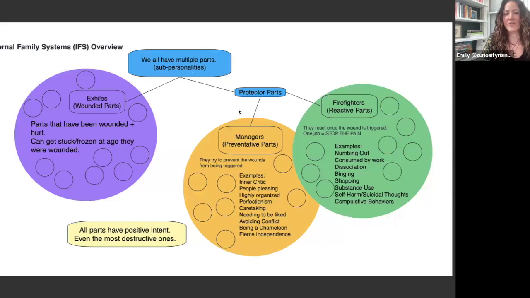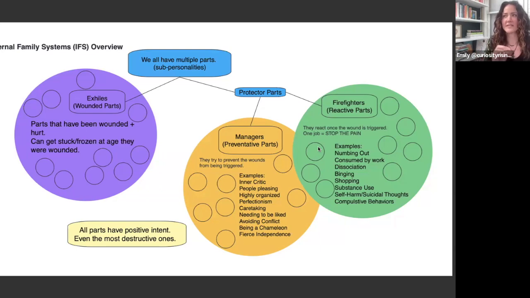Okay, so then we're going to shift over to these protective parts over here on the right. These protective parts, again, are here to keep us safe. They have taken on different roles in our life to try to protect the exiles, so to protect these wounded parts from ever being hurt again. Okay, and there's two distinct roles that these protective parts can take. There's the managers, and then there's the firefighters.